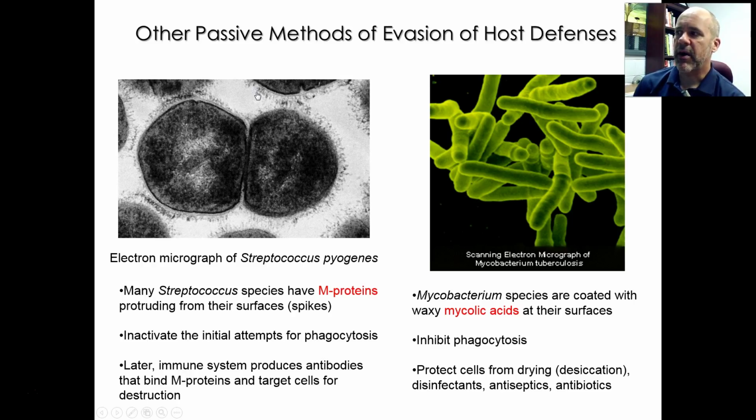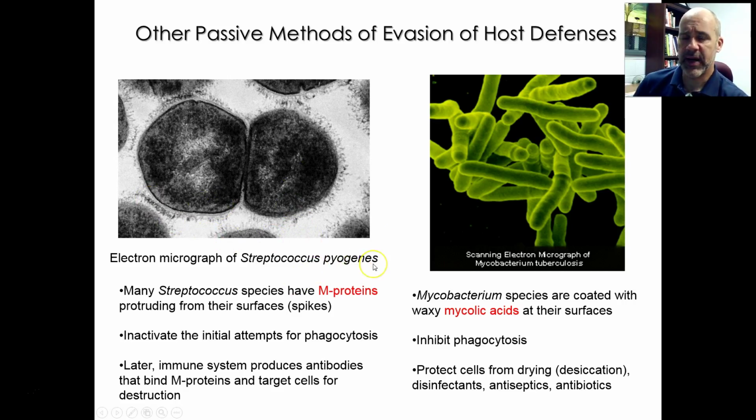All right, so there are a couple of other good examples of pathogenic bacteria that have surface features that prevent phagocytosis. And this is something that's not covered in your text until later in the textbook. It's not going to be in chapter 11. But a good example, so this is an electron microscopic image of Streptococcus pyogenes. That's the organism that causes strep throat, among other things.